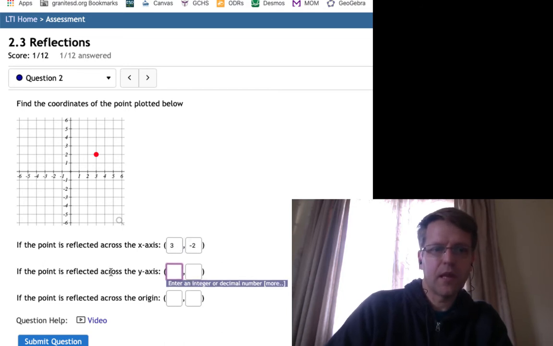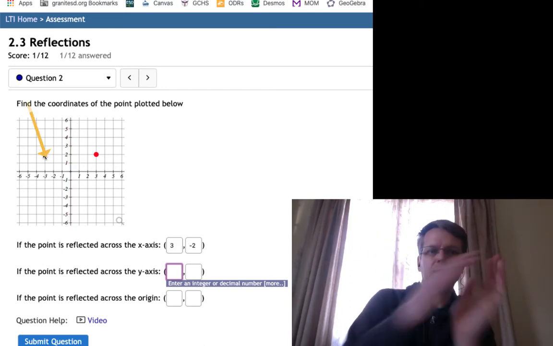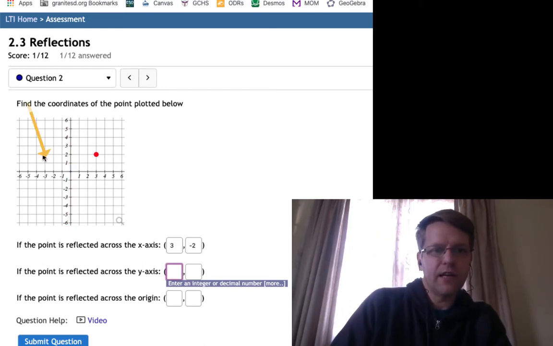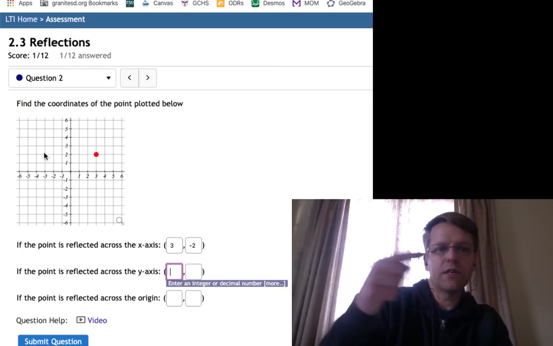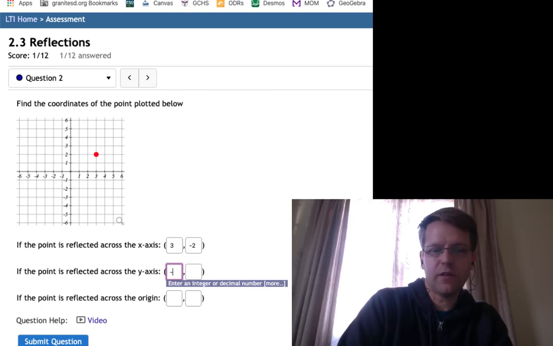Cool. And reflected across the y-axis, that means we're going to fold it across the y-axis. That's here. So we're going to fold it over to here. It's going to fold that way. So this blob of ketchup is going to land right here, 3 to the left and up 2. So left 3 and up 2.